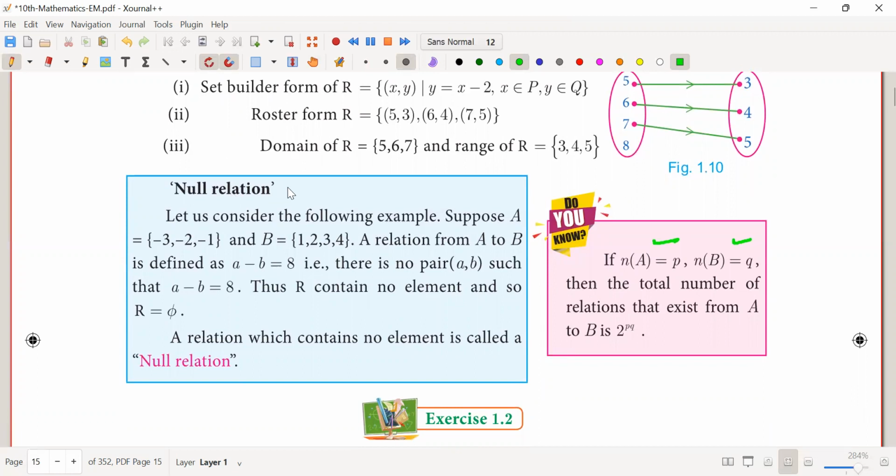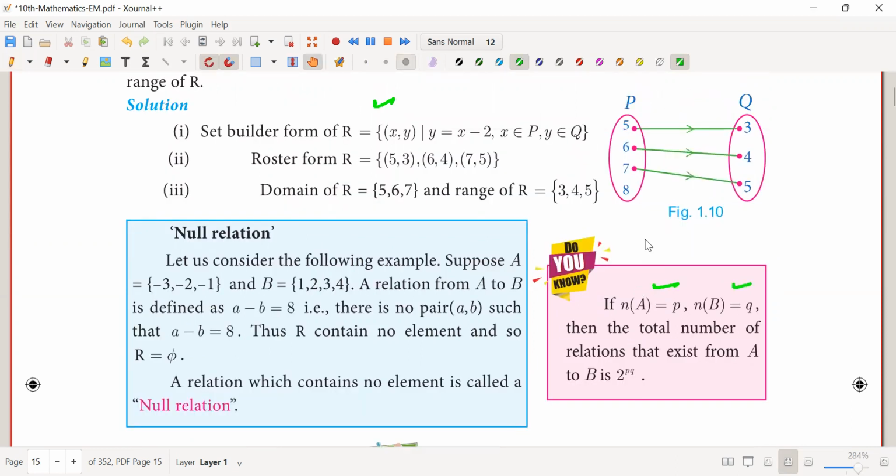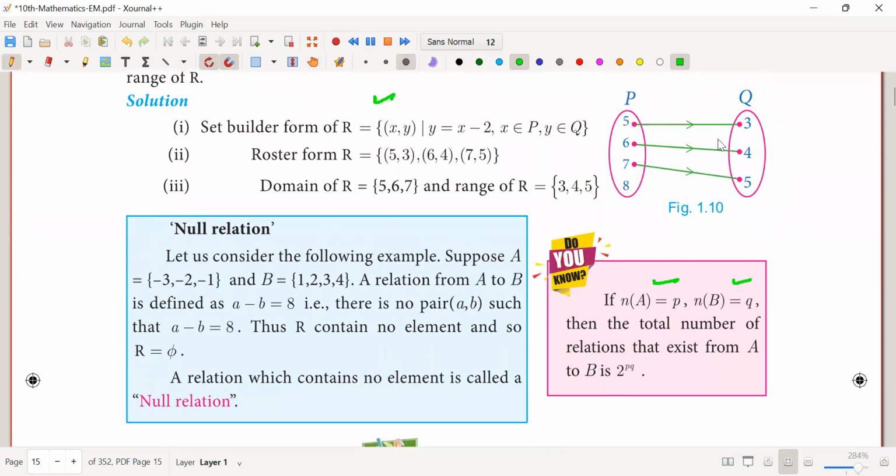Check what is the null relation. The number which we got when we put 8 here is not related in B at all. So this is the null relation. No element is called the null relation. Right? So let's check. The maximum number of relations we can create, if this n is 4 and this is 3, is 2 power 3 into 4, that is 12. What is 2 power 12?